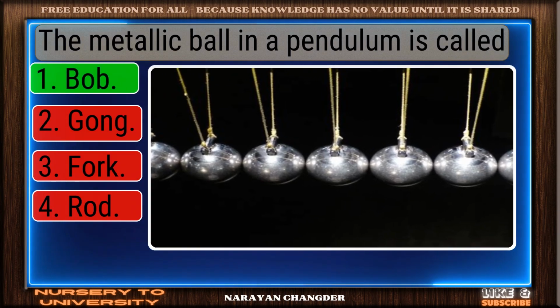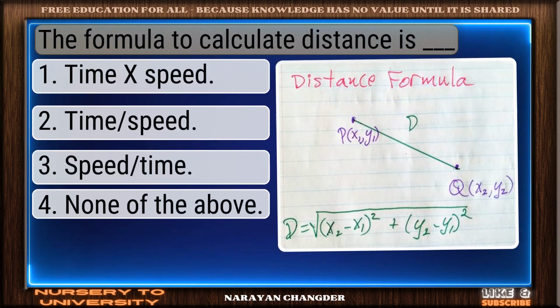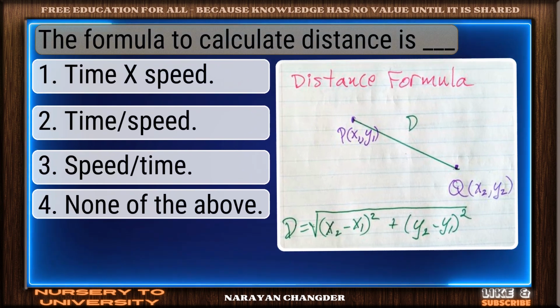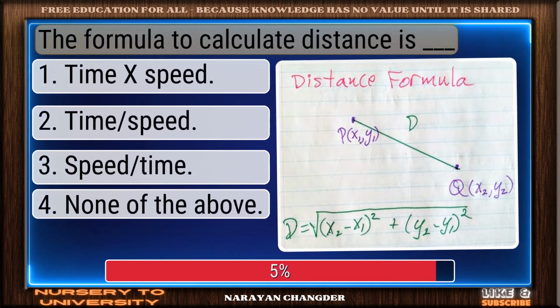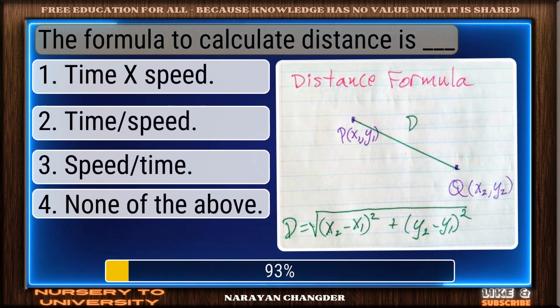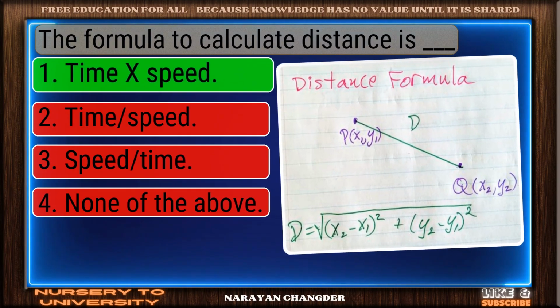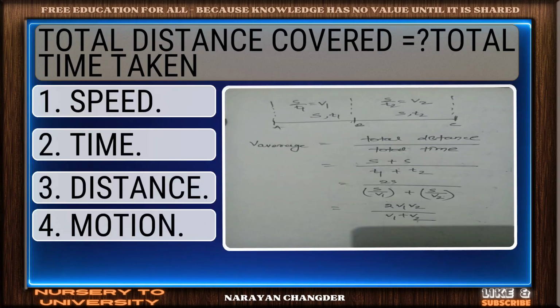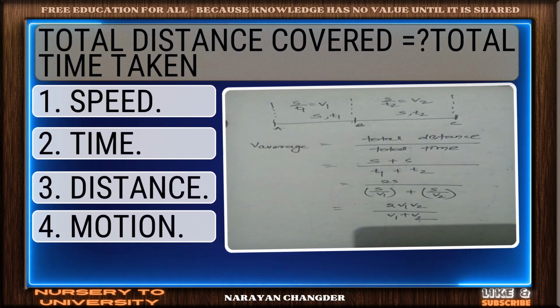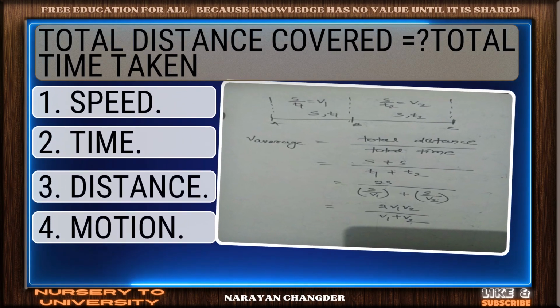Excellent choice. Bob is the right answer. Question number 80. The formula to calculate distance is dash? Well done. Time x speed is the right choice. Question number 81. Total distance covered equal to total time taken.